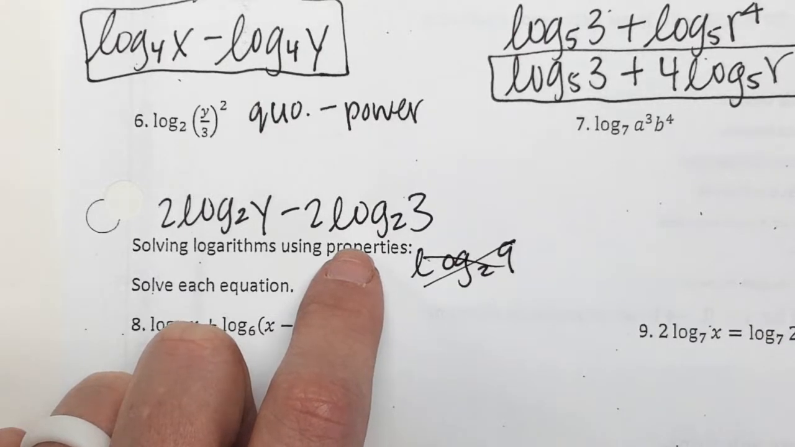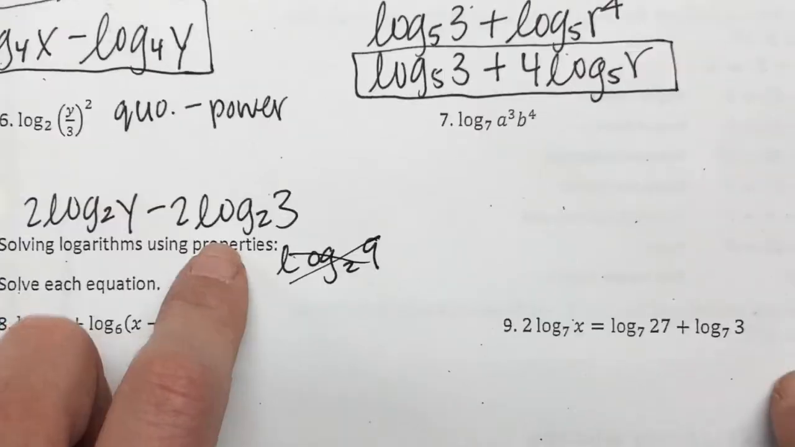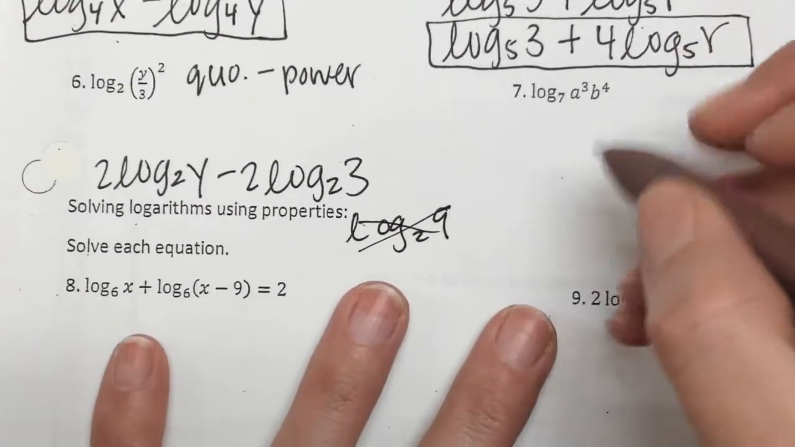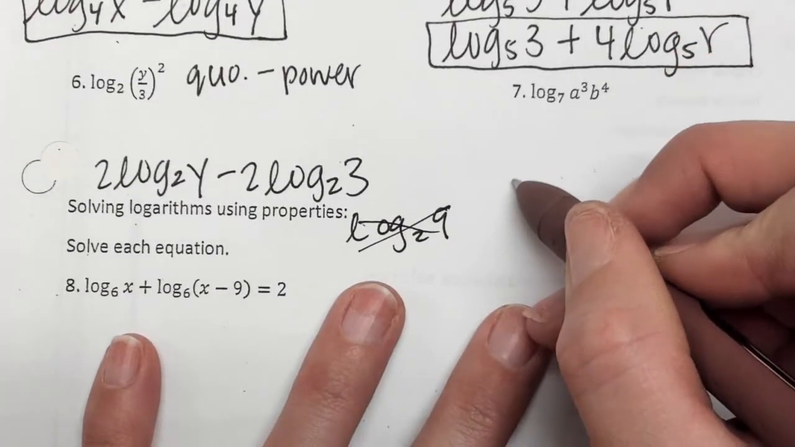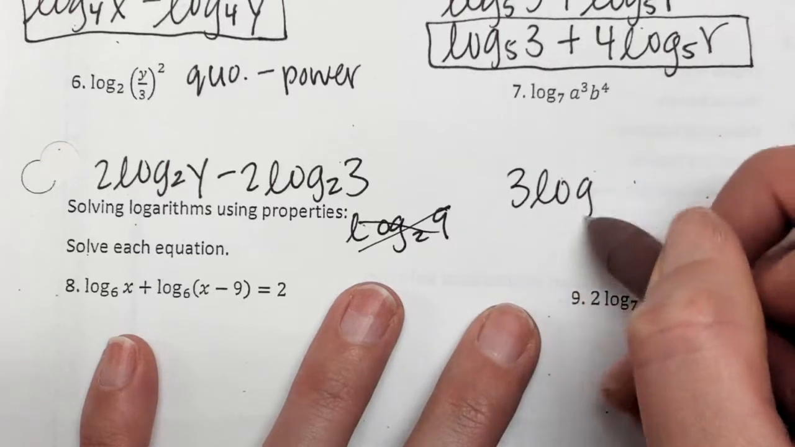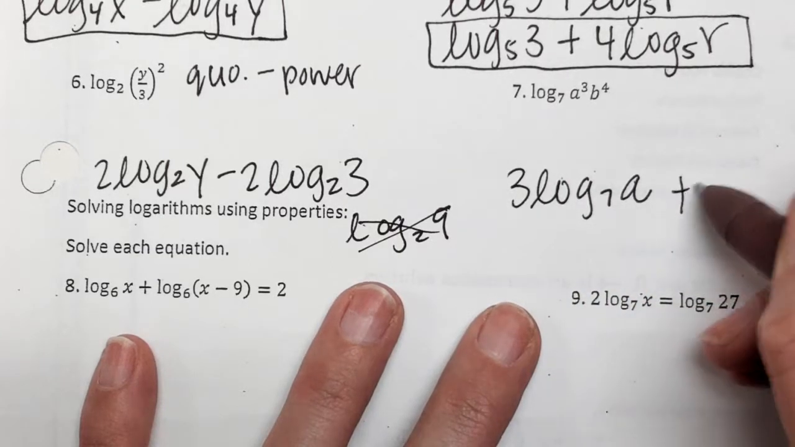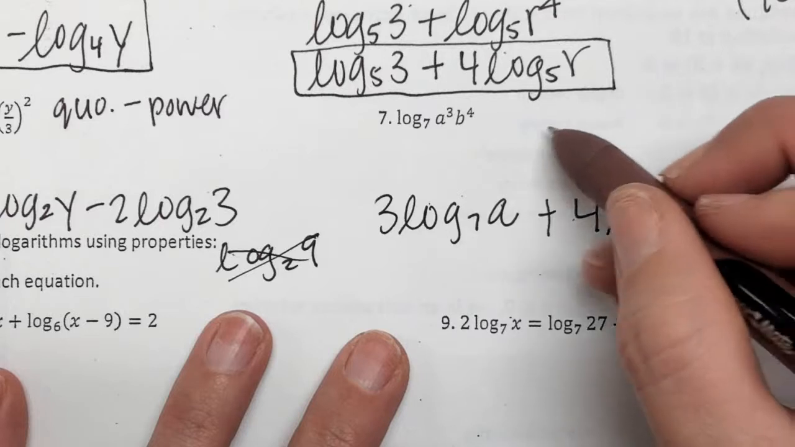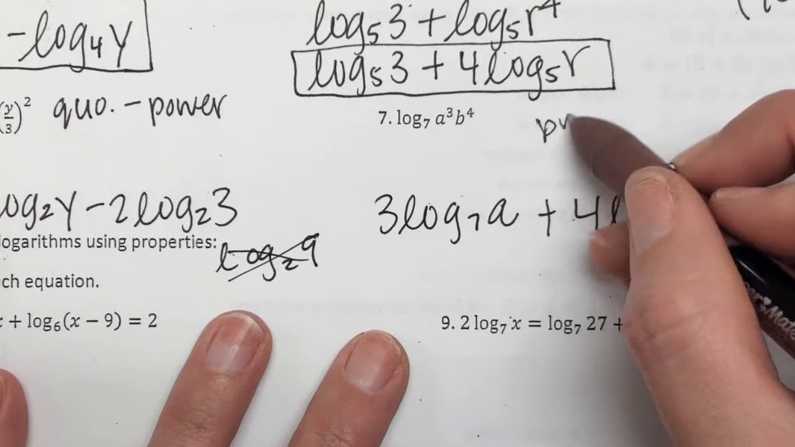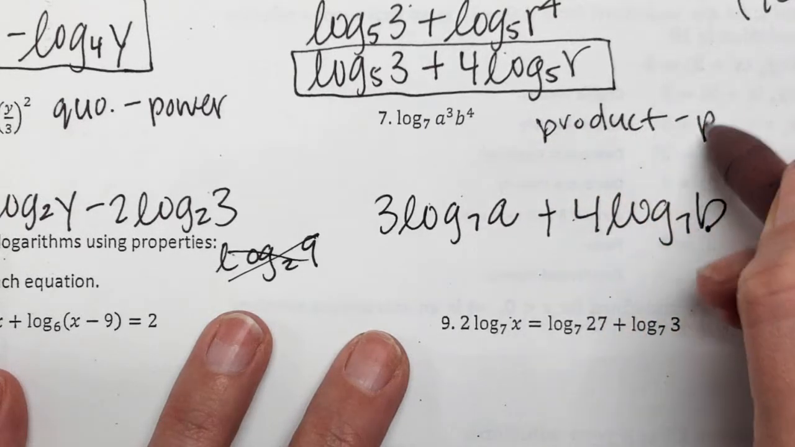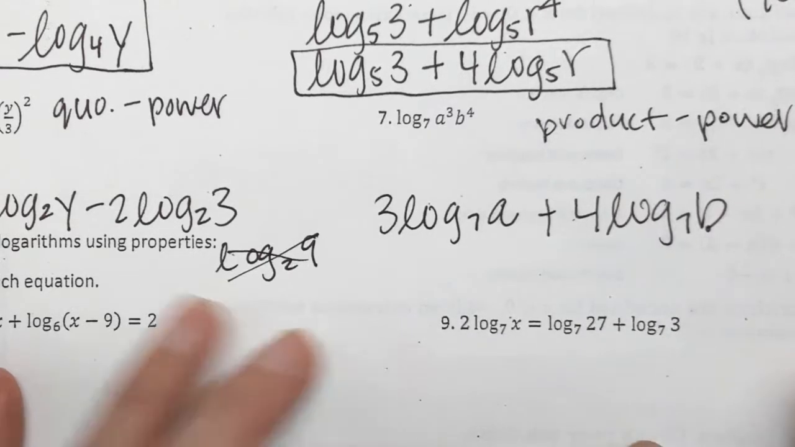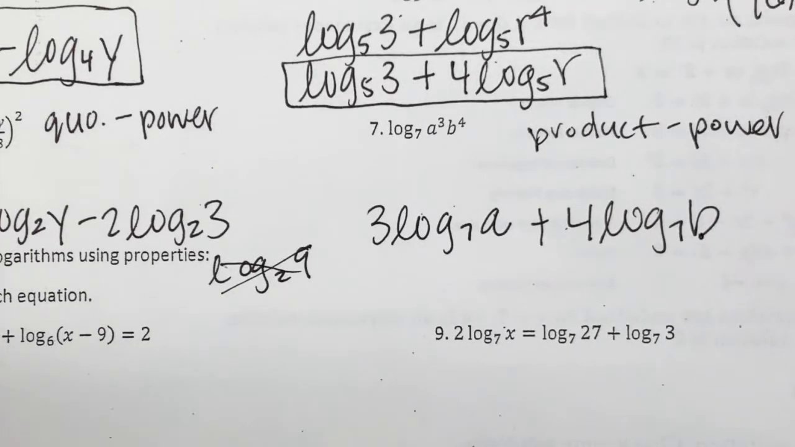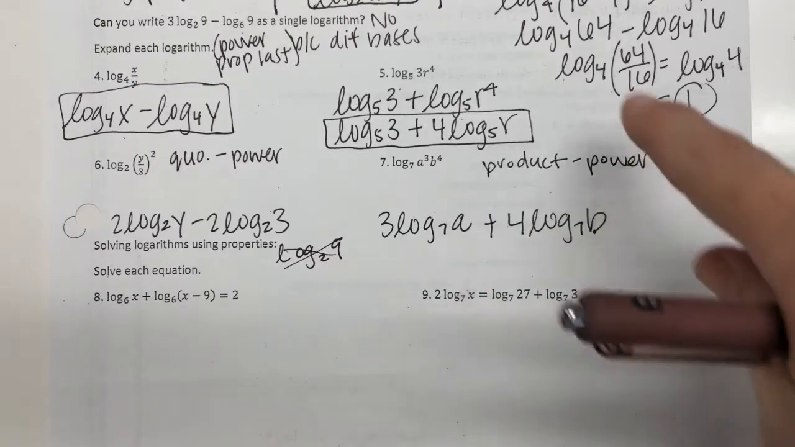Any other questions? Okay, Caleb, give me your final answer for number 7. What'd you get? 3 log 7 8 plus 4 log 7 8. Everybody agree? Very good. So we used what property first? Product. And then, very good. Alright, so everybody's good with condensing and expanding. Now we're going to move on to using these properties to help us solve logarithms.